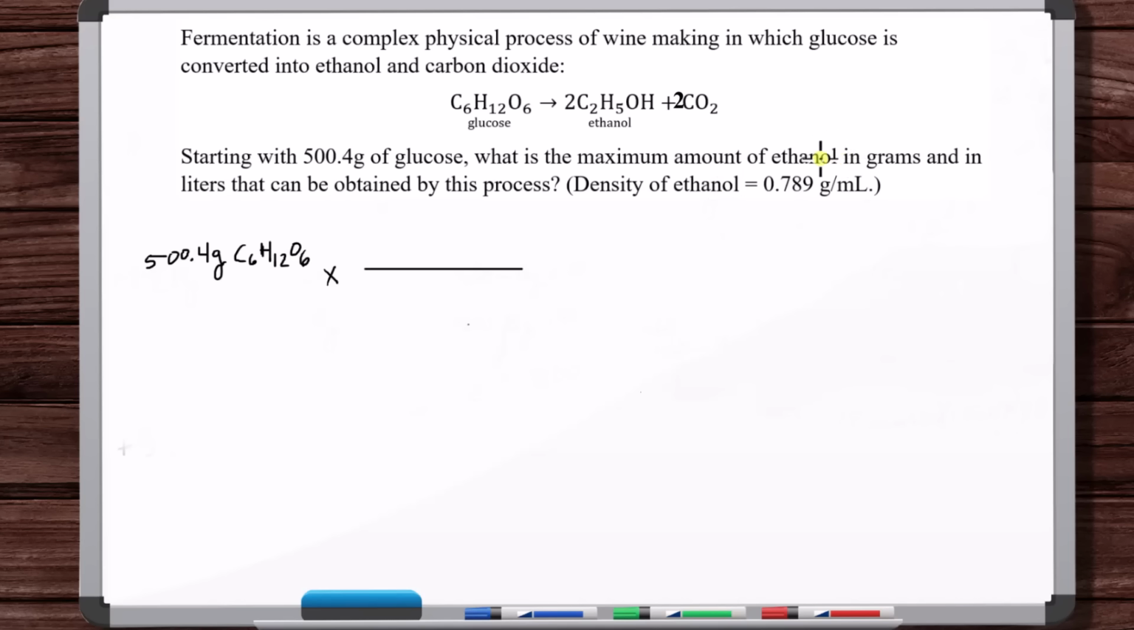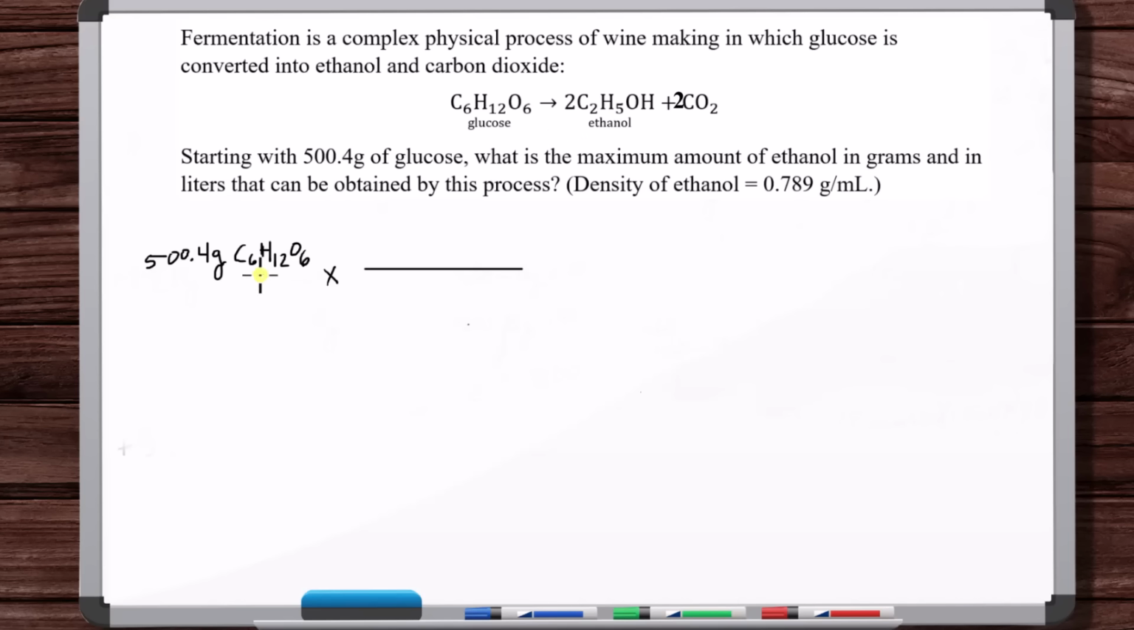But let's just get to ethanol in grams first. That can be obtained by this process. So if all 500.4 grams of glucose are converted to products, how many grams of this do we get?